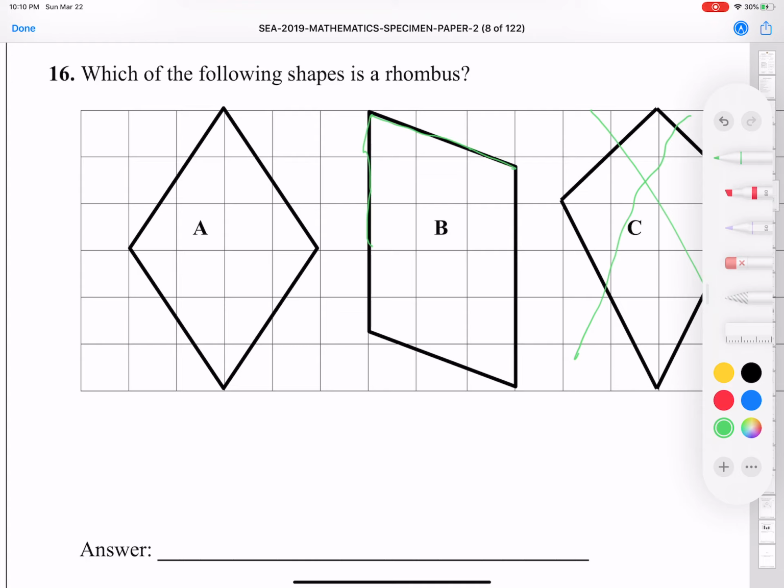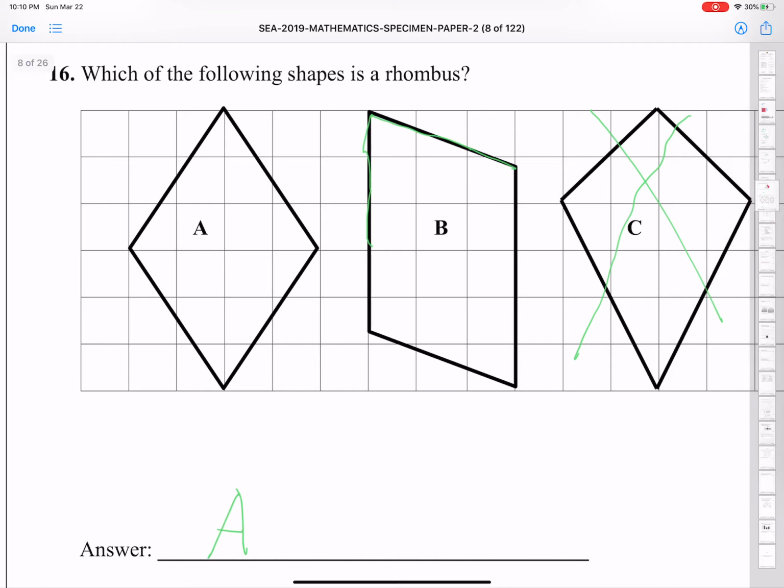We are sure that the angles are not right angles or 90 degrees. We are sure that it's a four-sided figure. We are seeing that opposite sides are also parallel. So it's definitely a rhombus. C.